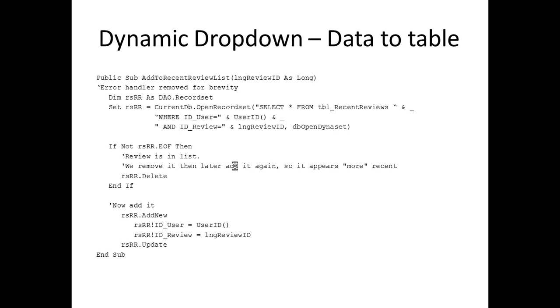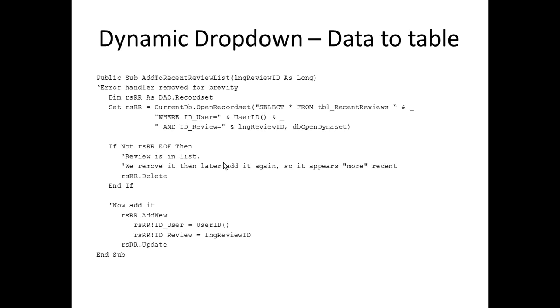To get data into my table, I use this simple function. Whenever a review is opened, I want to add to the recent review list. I pass in the review ID as the review is opened. I open my table of recent reviews. I try to see if the review is already there. Then I remove it from this list, and then I add it back in. If the review is not there, I just ignore the middle part of the code and skip right to adding the review.